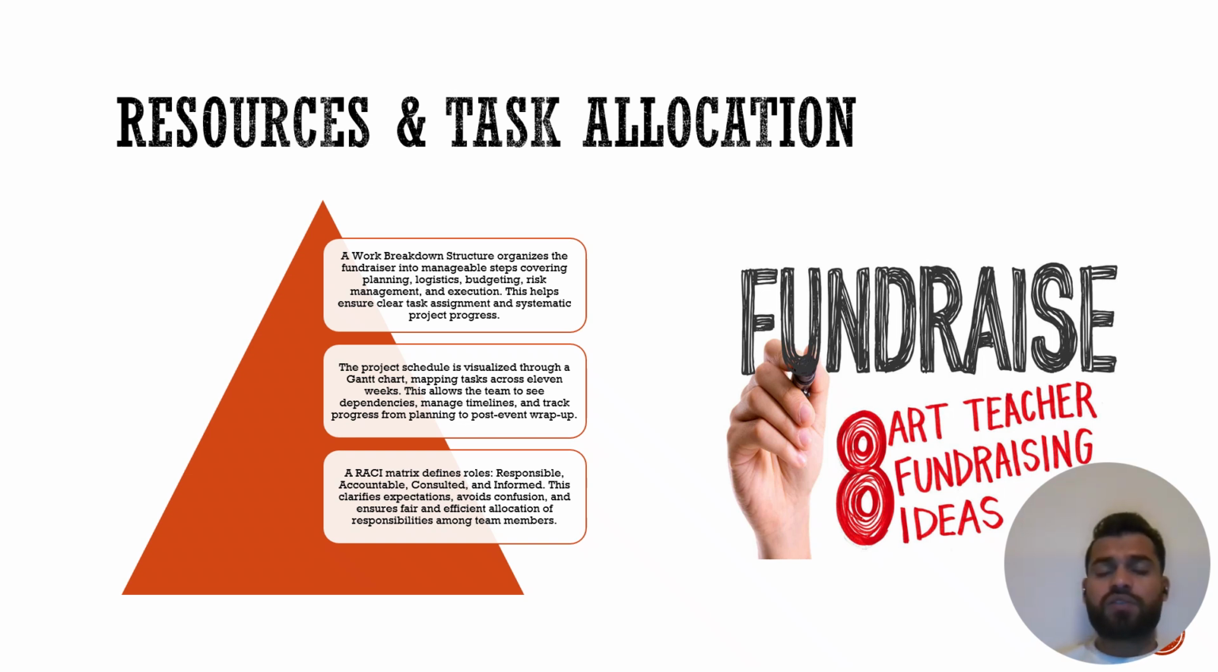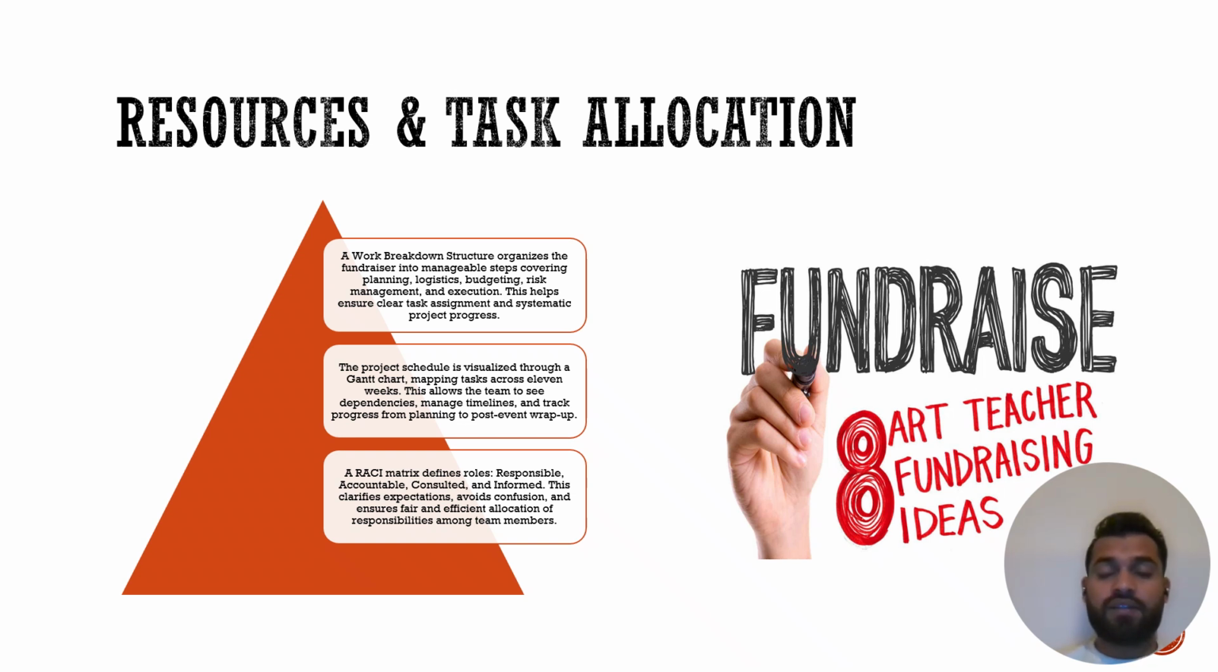A work breakdown structure helps divide the project into manageable tasks. The 11-week schedule is mapped in a Gantt chart showing progress and dependencies. Using a RACI matrix clarifies responsibilities, avoids overlaps, and ensures accountability, keeping all team members assigned and productive throughout the fundraiser planning.